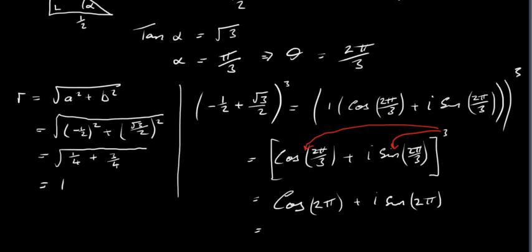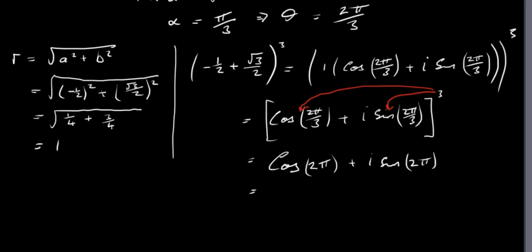Now it says give your answer in its simplest form, so let's see what we get here. Well, cos of 2 pi is the same as the cos of 0, so the cos of 0 is 1, and I here, and we've got the sine of 0, the sine of 2 pi is just going to be 0. So really we just end up with 1. So minus a half plus root 3 over 2 i, all to the power of 3 in its simplest form is just 1. Okay, so that's it for this question.